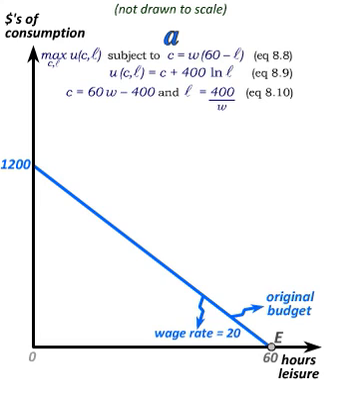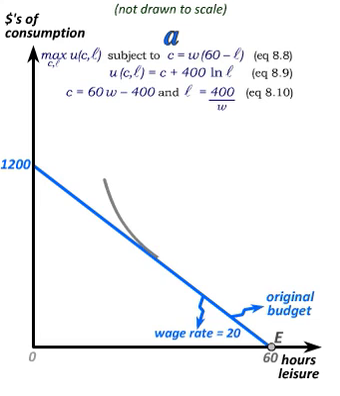The utility function that's used in the text is a quasi-linear utility function where utility of consumption and leisure is equal to consumption plus 400 times the natural log of leisure hours. When we solve this constrained maximization problem without specifying what the wage is, we get that consumption is equal to 60 times the wage minus 400, and leisure is equal to 400 divided by the wage.